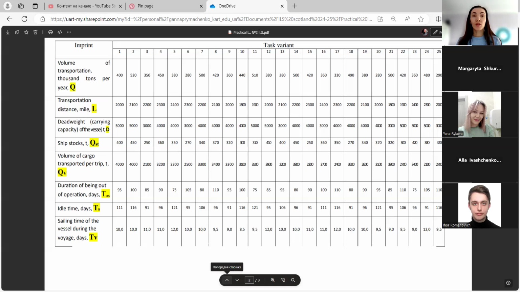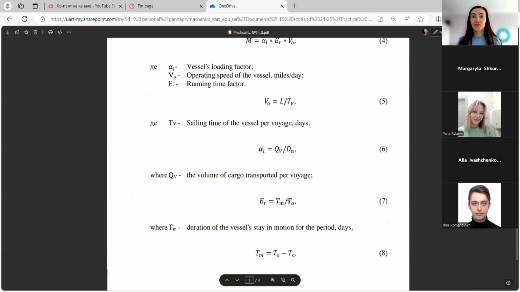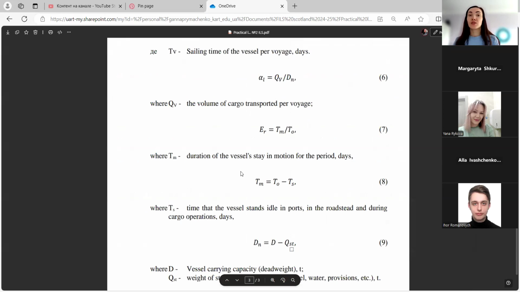Okay. Our next formula is formula number 8. Find it. It is T with index M. It means that T with index M is the duration of the vessel stay in motion for the period, also in days. So we write T with index M is equal to T with index O, the operation time we have. Yes, it is the result of our third formula. We do it this moment.